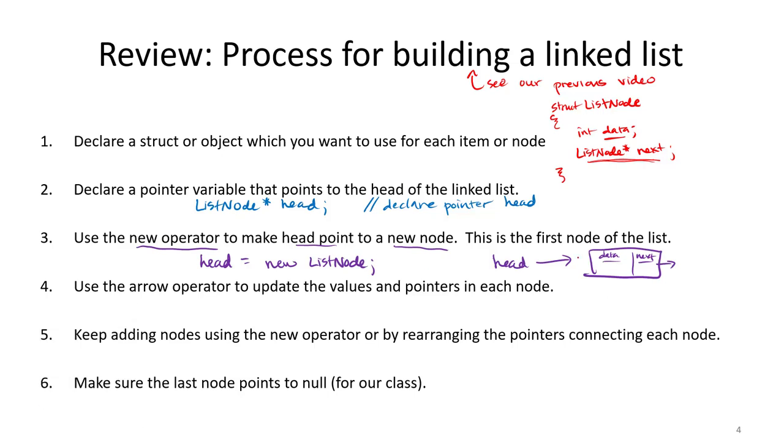Of course, after step 3, data and next are uninitialized. So in step 4, we need to use the arrow operator to update the values and the pointers in each of these nodes. So in this case, if I want to update my data value in my first node, I can write, for example, head arrow data equals 1. And I could write, for example, head arrow next equals null.